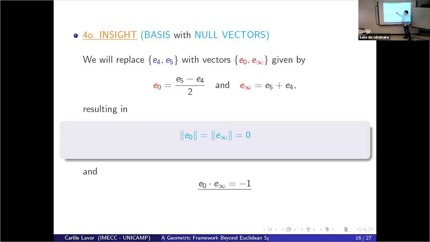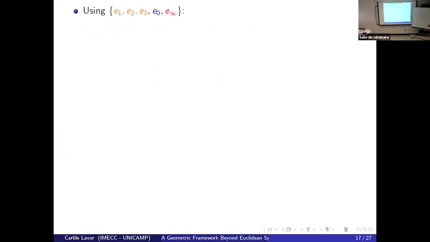This is also a possible solution, but in this case, the inner product between E0 and E infinity is not -1, just because of this. So this is just a possibility. So we change the basis. Now we have a basis. Our basis in R5 is like this.